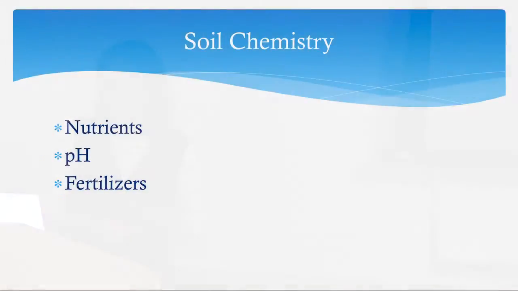Okay, let's talk a little bit about chemistry. And when we talk about chemistry, we're getting into fertility, okay, and things more of a chemical nature. There is a relationship between the physical and the chemical, but this is almost like a different realm altogether. So we've got nutrients, NPK, maybe you've heard of some of those, the pH, acid, alkaline, and then different types of fertilizer products.